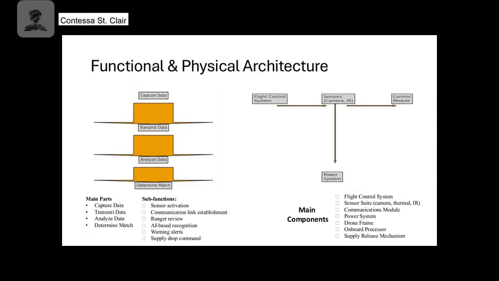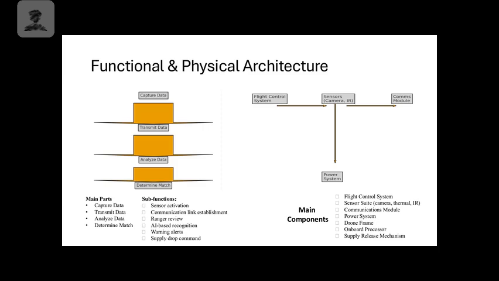Next, the functional and physical architecture of the device and the system itself is displayed. On the far left, we can see that the system has main parts, including capturing data, transmitting data, analyzing data, and then determining a match, showing a large flow of data and how this system operates. It has several sub-functions, including sensor activation, communication link establishment, ranger review, AI-based recognition to recognize the hiker, warning alerts, and a supply drop command to drop supplies to the hiker.